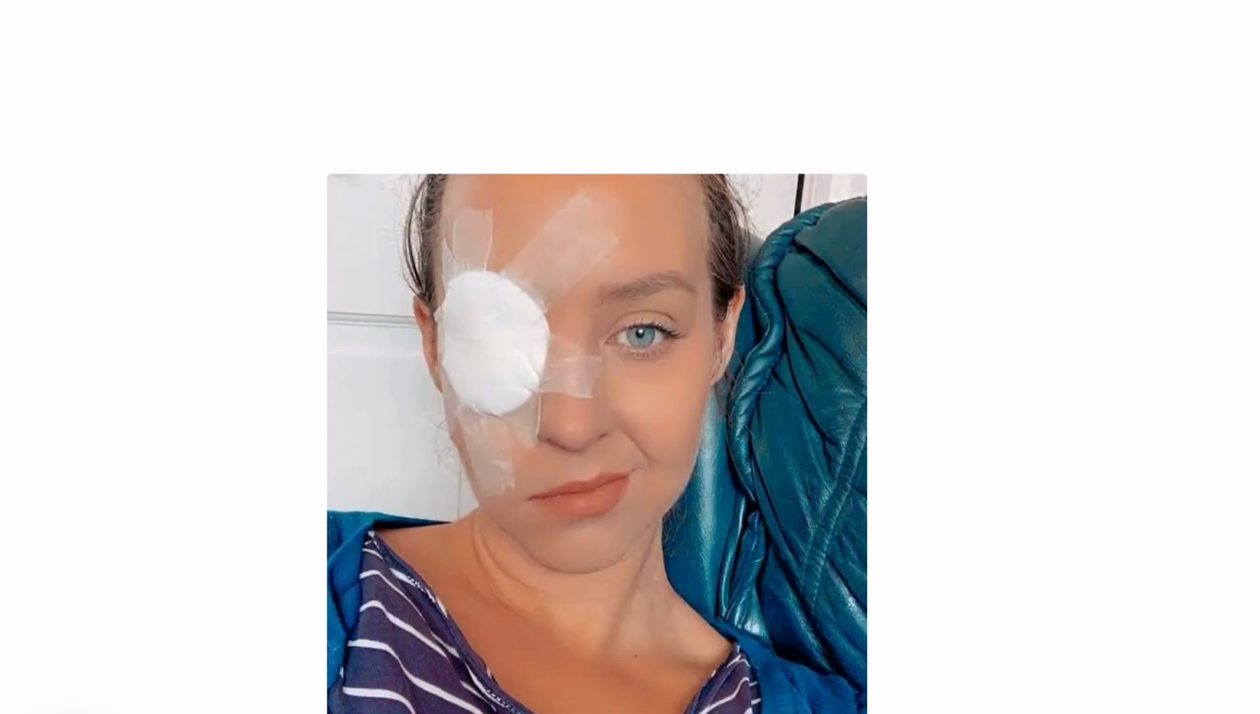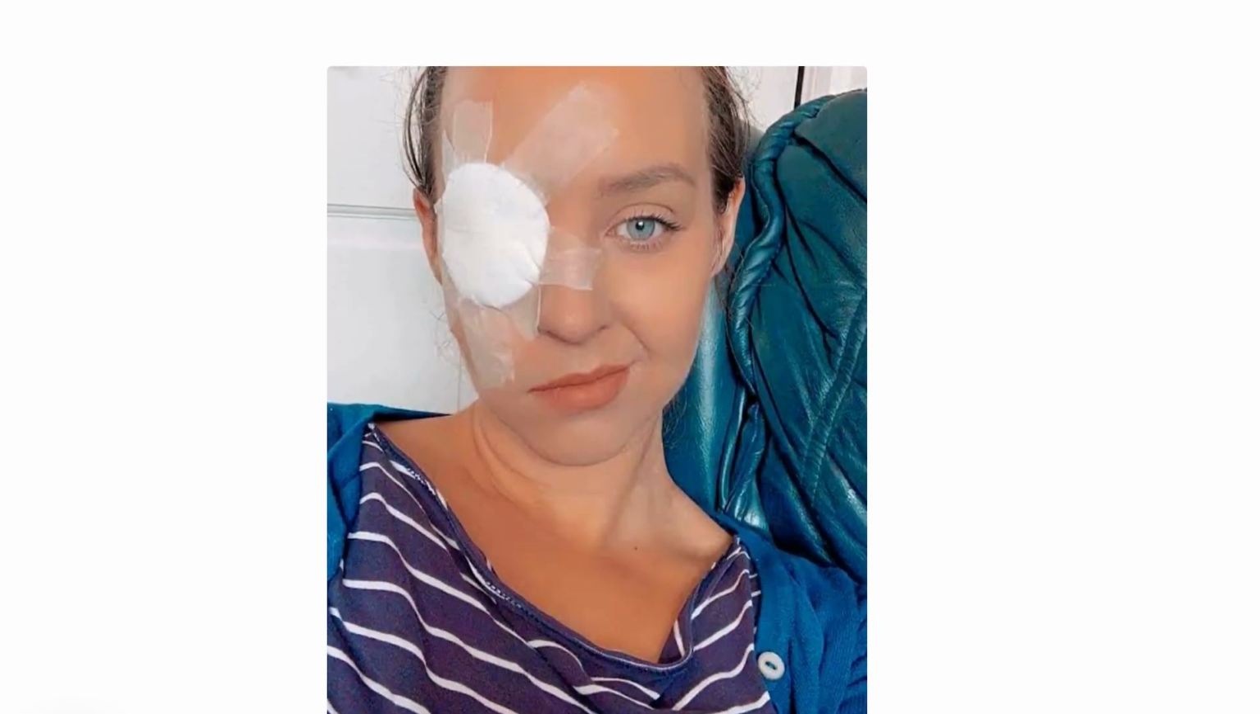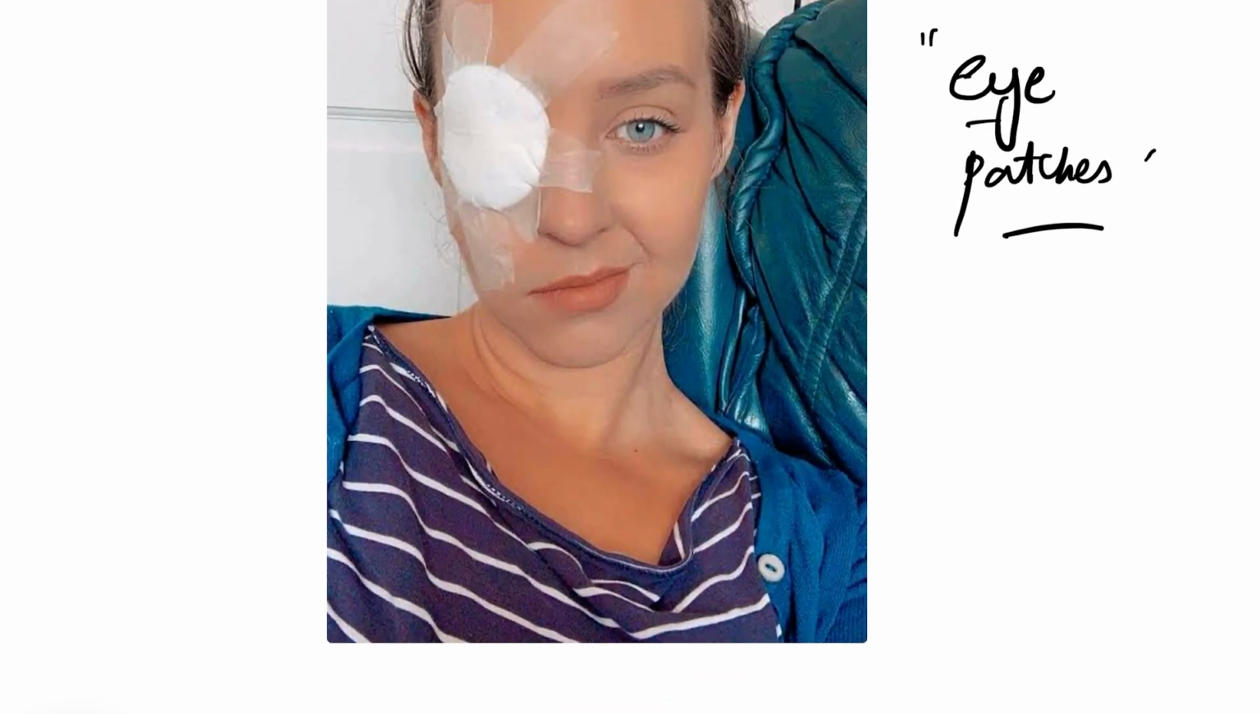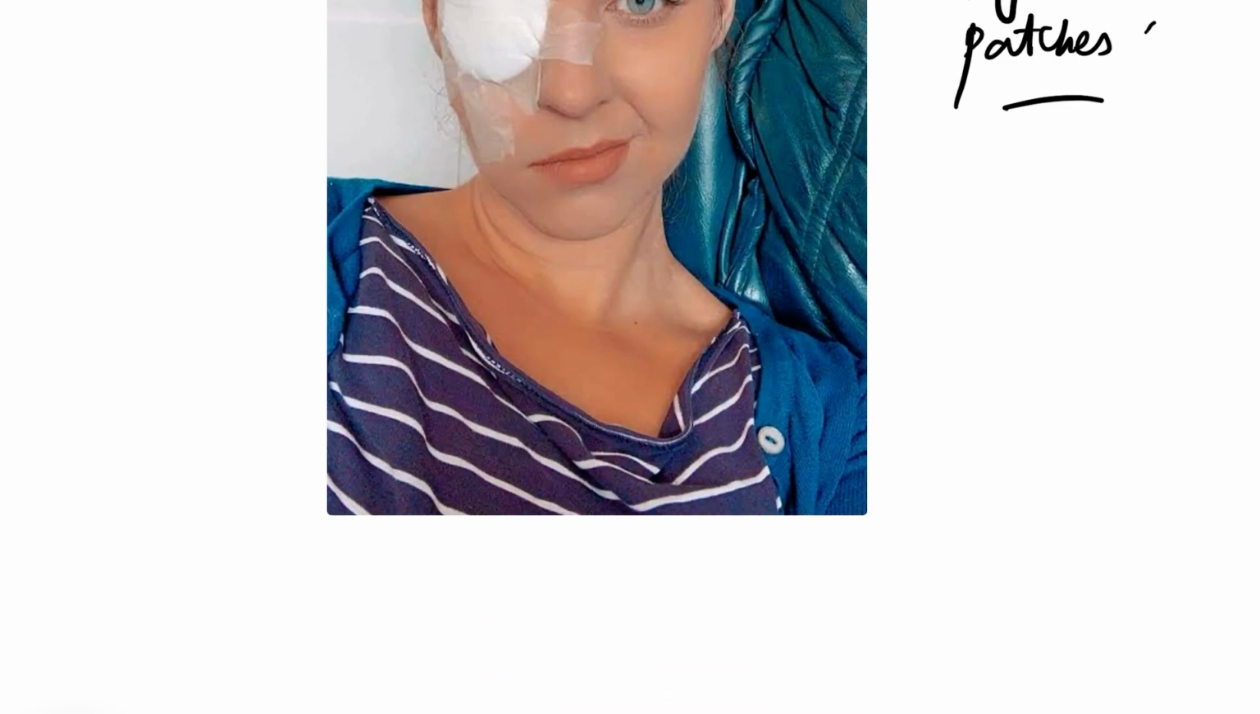General measures like physiotherapy and all can be given. And for example, for dry eyes and all, eye patches should be kept on, because the eyes may not be closing completely because of the facial paralysis and there is lack of lacrimation. Okay, so these are the general measures.